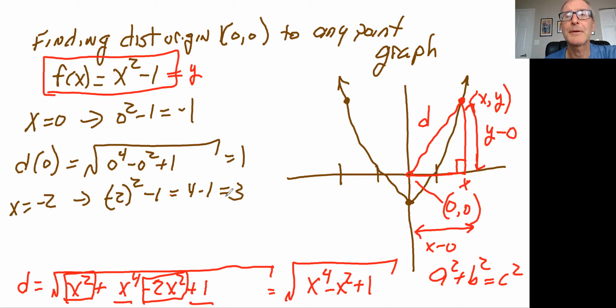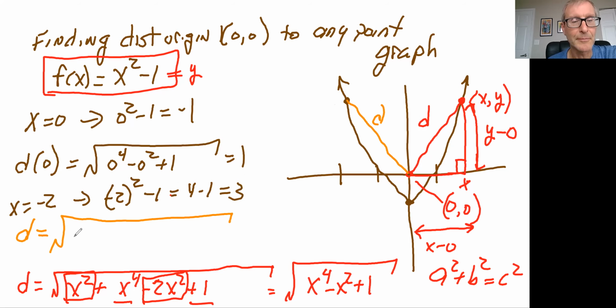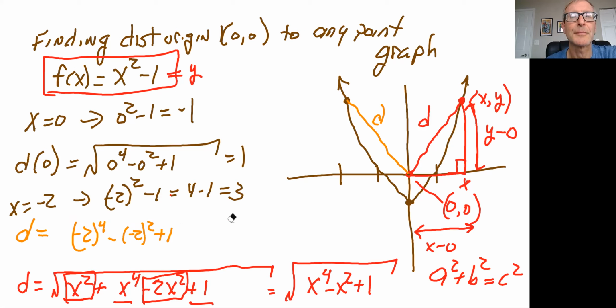In this color here, let me make it orange, we're measuring this distance here, so that's d in orange. So how do we do that? Well, instead of measuring it, we calculate it using our equation. So we have minus 2 to the 4th minus 2 squared plus 1.